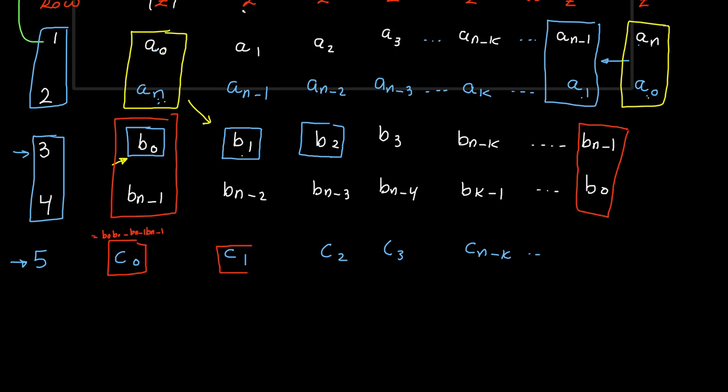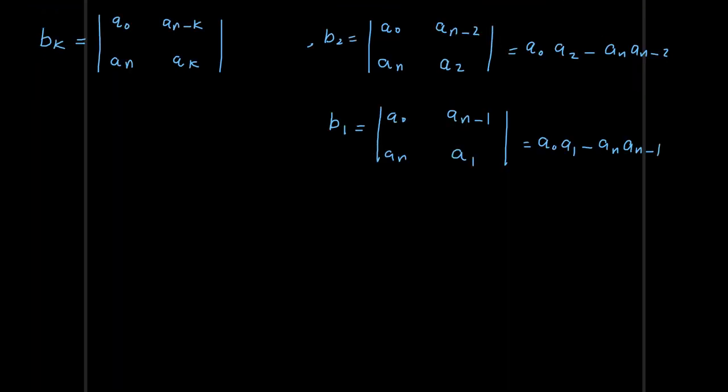Now if I need to calculate C1, those are fixed. I need to go one step in this direction. So this will be B0, B1 minus Bn minus 1 multiplied by Bn minus 2, and so on. If we need to write it in general form, now C of k will equal B0, Bn minus 1, Bn minus 1 minus k, B of k.